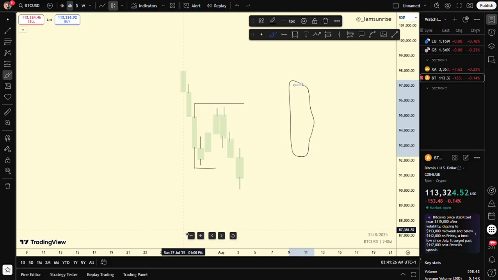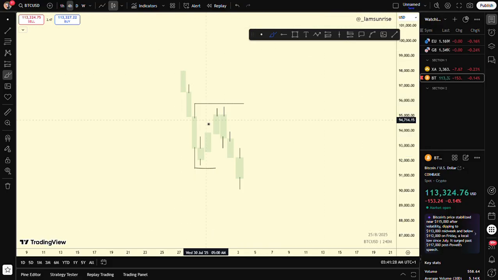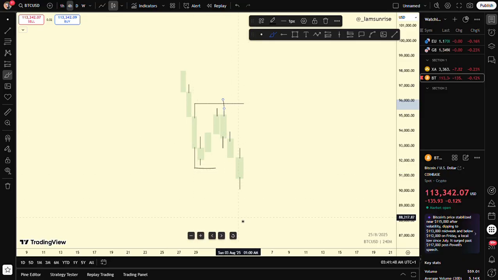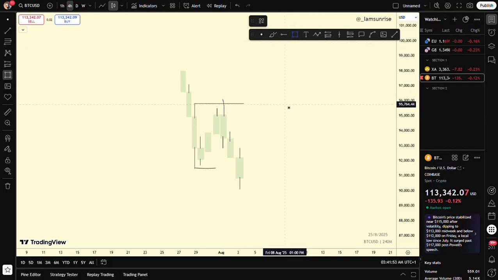I don't know if you're following. Now, if it has taken out this high before the break, you can then classify it as inducement, because the previous high has been taken out and then we have a break to the downside. In a nutshell, in the higher time frame we can see something like this.